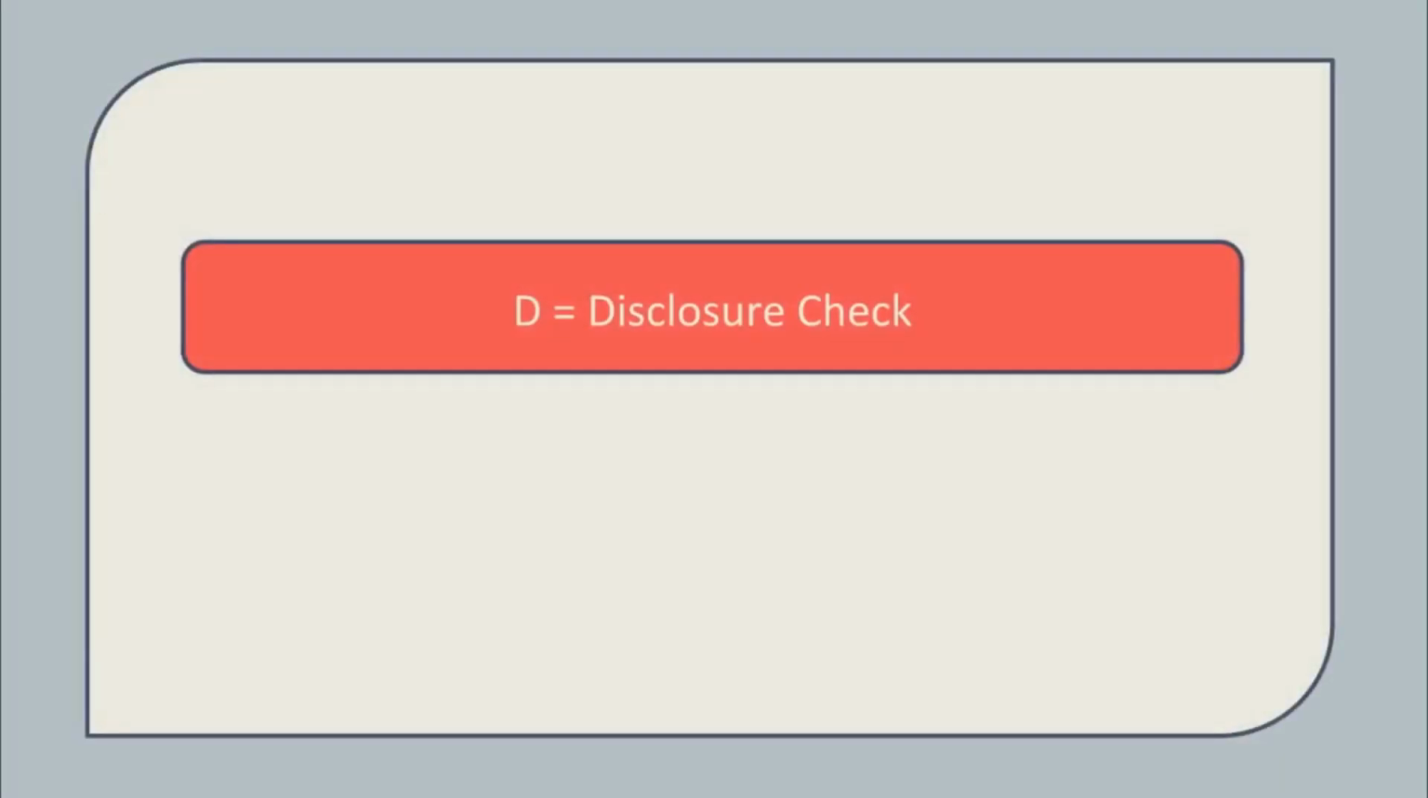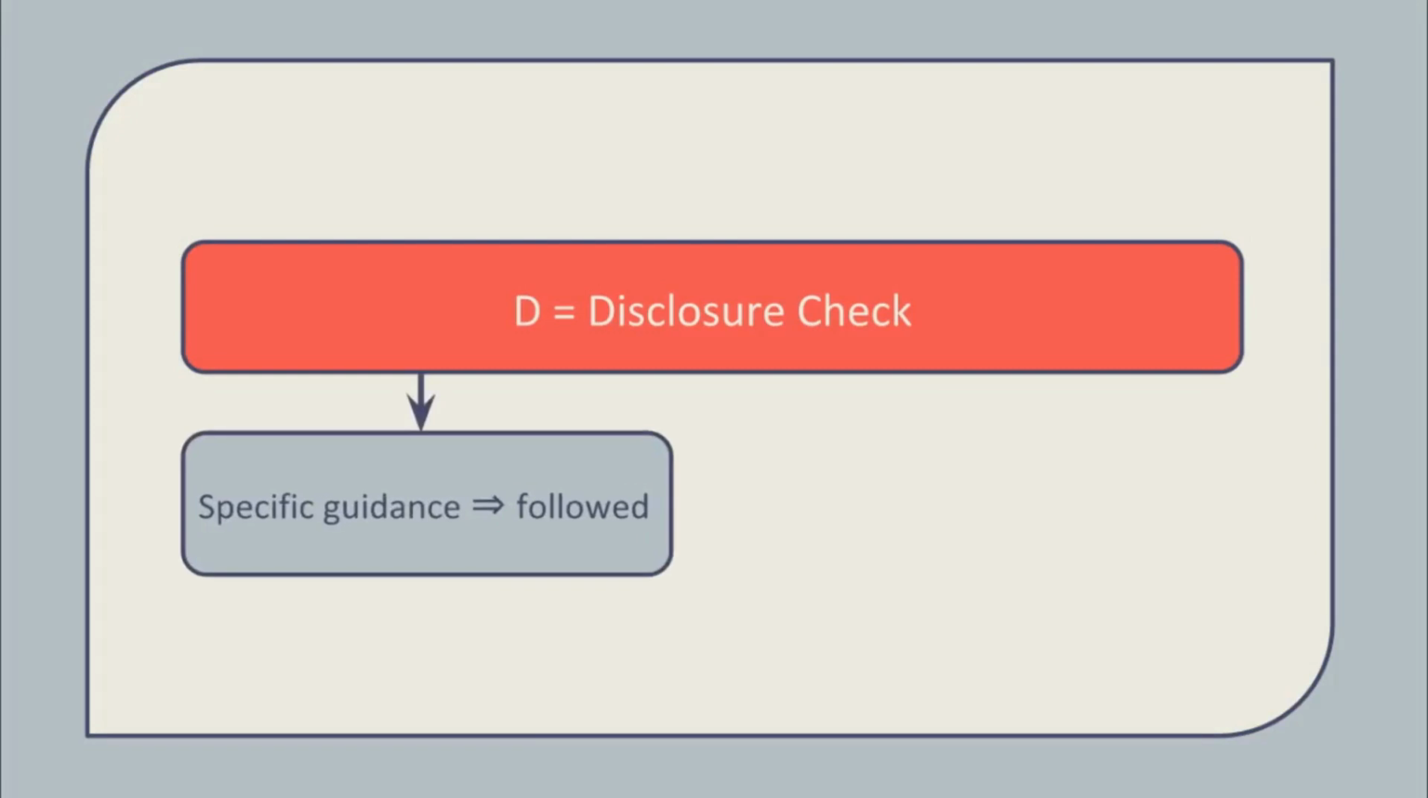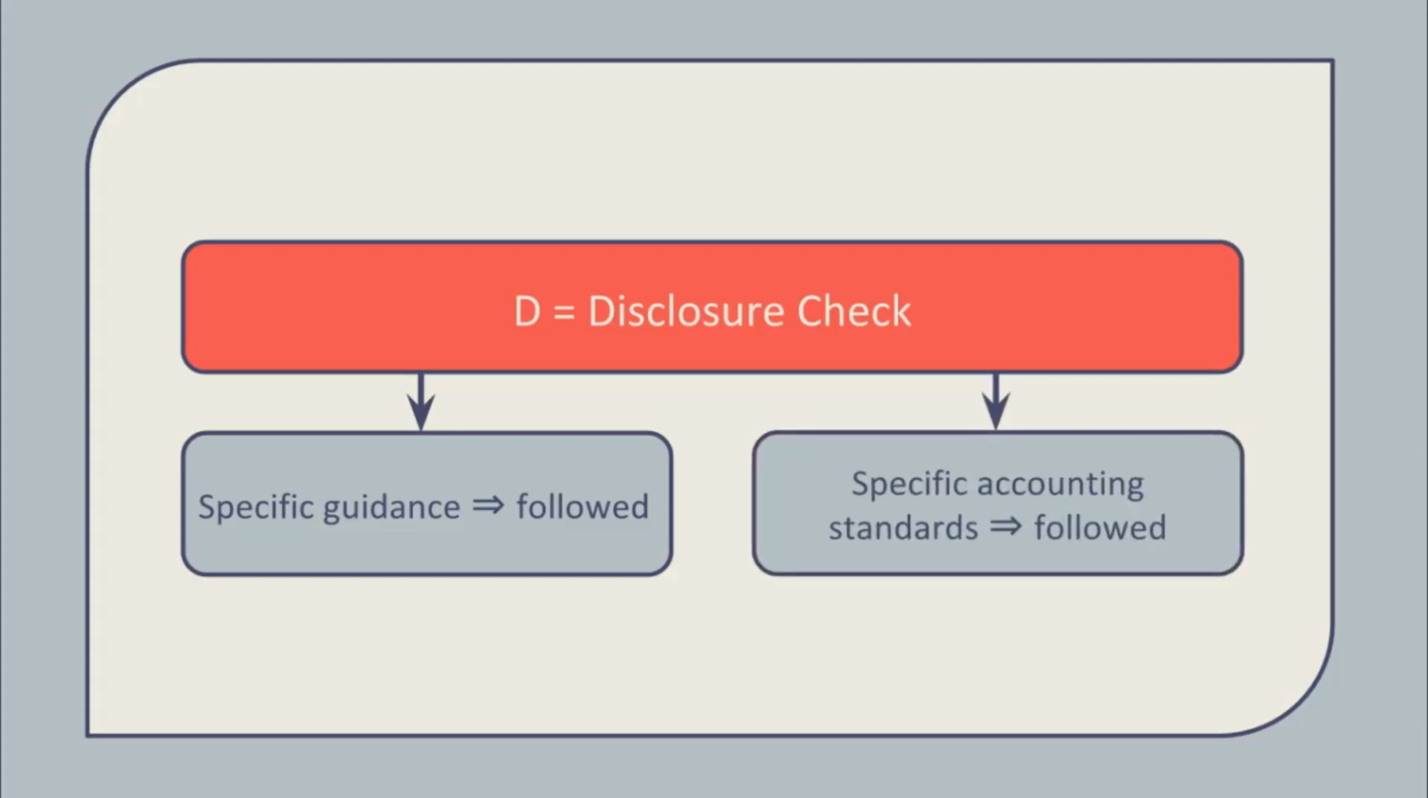D is disclosure check. The auditor needs to ensure that any specific guidance on how the balance or disclosure is formed and presented has been followed. They therefore need to review any specific accounting standards relating to the area of the financial statements and ensure they have been followed when preparing the financial statements.